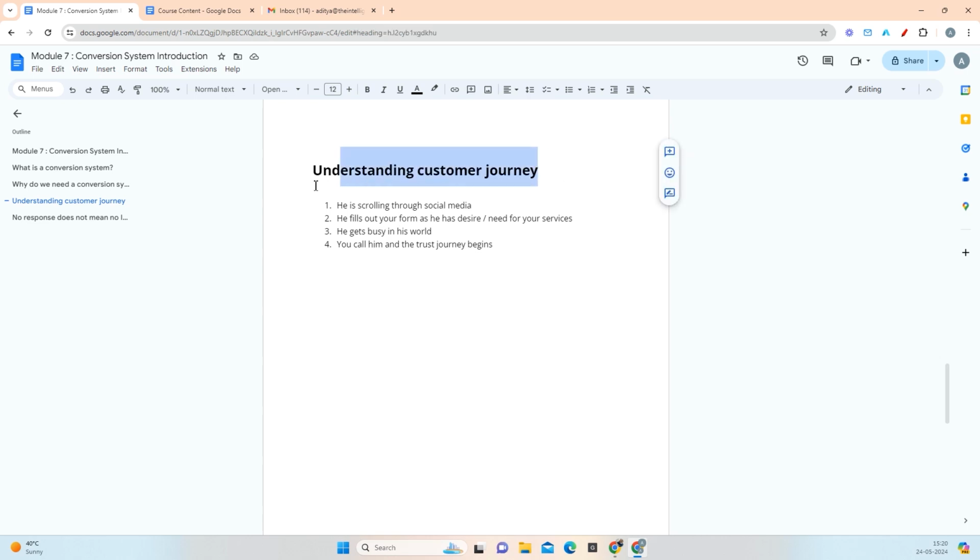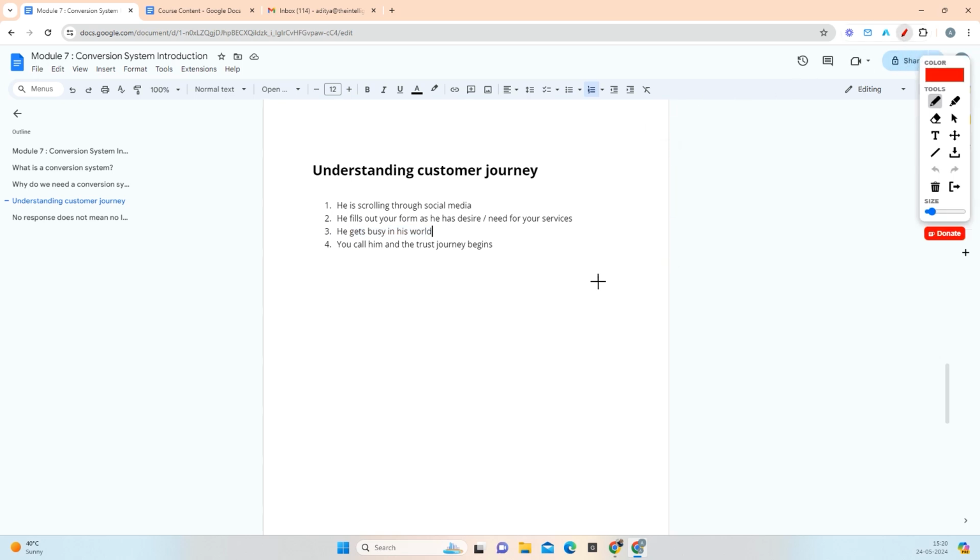And once you understand the customer journey, like, hey, the person is scrolling on social media, he has a need or desire for your services, so he fills out the form and then he gets busy in his world. Now this is one of the most important pointers. People feel like, hey, as this person has filled out my form, he should just answer my phone. So that is never mandatory. That is never ever mandatory. This person is not going to pick up your phone maybe for the first instance, maybe for the second instance, maybe you tried calling him a couple of times and he did not pick up your call.